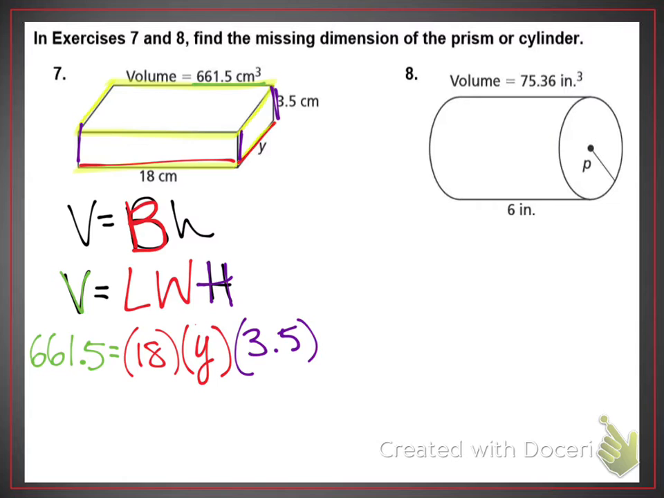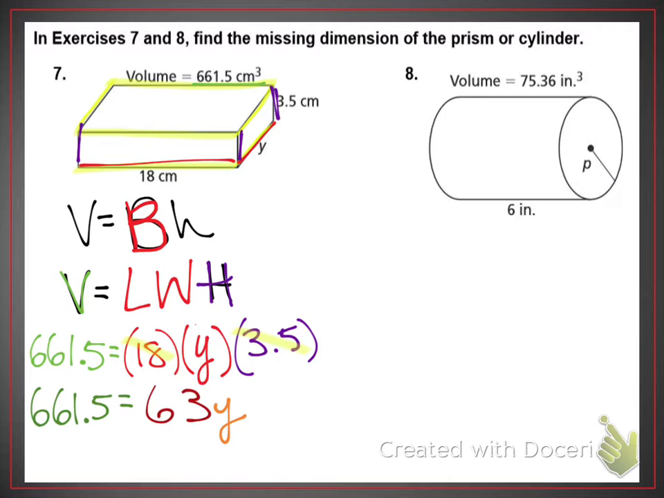You would have still gotten the answer correct if you had mismatched, because this is rectangular and you end up multiplying all these numbers. So go ahead and multiply 18 times 3.5 while I drop down the left side. What is 18 times 3.5? 63. And then we still have the y.